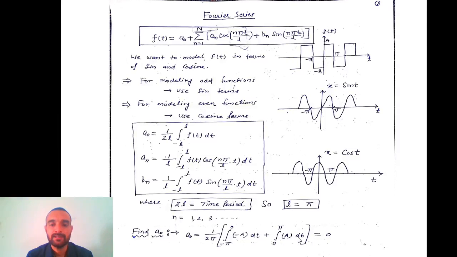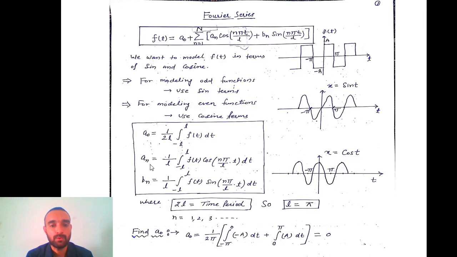So a dt. When we see this signal, from minus pi to 0 this is minus a, and this is plus a. The minus area is equal to the plus area, so the summation of these two areas is equal to 0. So we can see here that a0 is equal to 0. And remember one point: for modeling odd signals, a0 will always be 0.